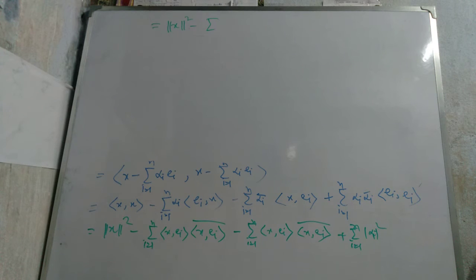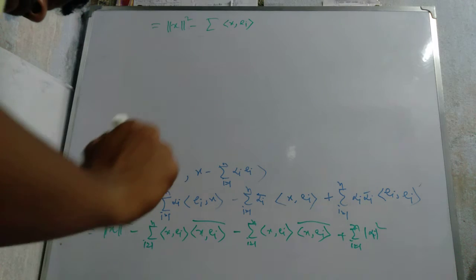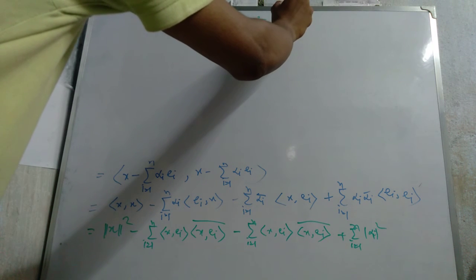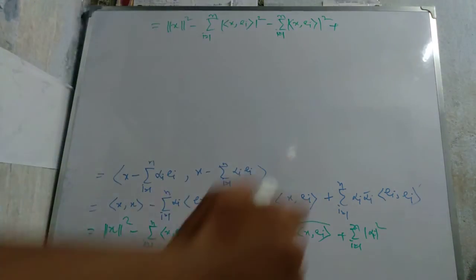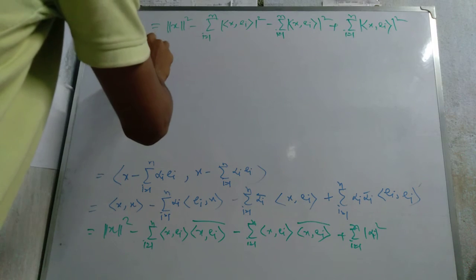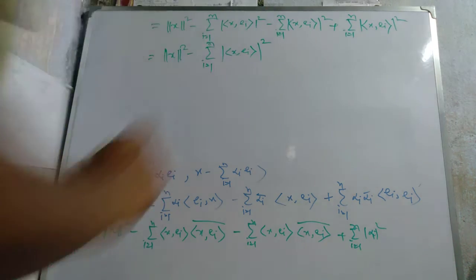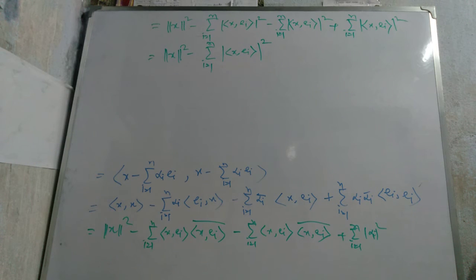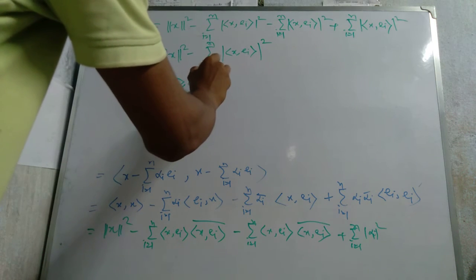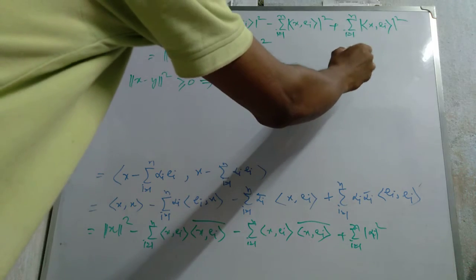Then what we get? We get simply the norm of x squared minus the summation i equal to 1 to n of the norm of the inner product of x with Ei, squared, plus the summation i equal to 1 to n of the same, so this one equals the norm of x squared minus the summation i equal to 1 to n of the mod of the inner product of x with Ei, squared. Then what we get? We get the norm of x minus y squared greater than or equal to 0, which implies that the norm of x squared is greater than or equal to the summation i equal to 1 to n of the mod of the inner product of x with Ei, squared.